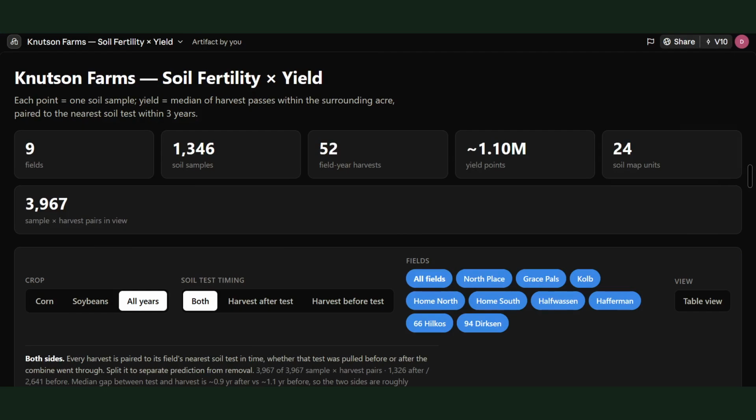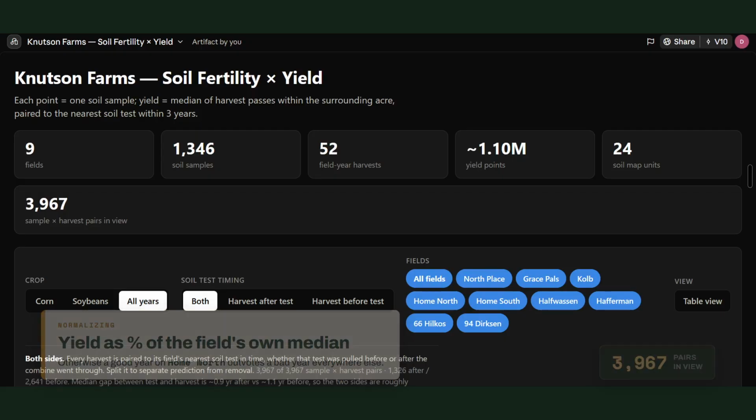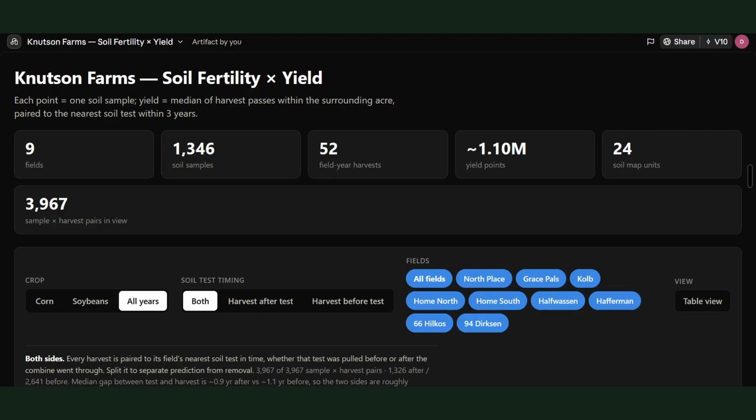The next thing, when I wanted to compare my yield versus my actual soil tests, was that corn yields in the 200s and beans yield like 50, 60, or 70. So what I did was I turned it into a percentage of its own field year median. Now a 2021 corn acre and a 2024 bean acre sit on the same axis. So I've got 52 full harvests to work with instead of just a handful for each data set.